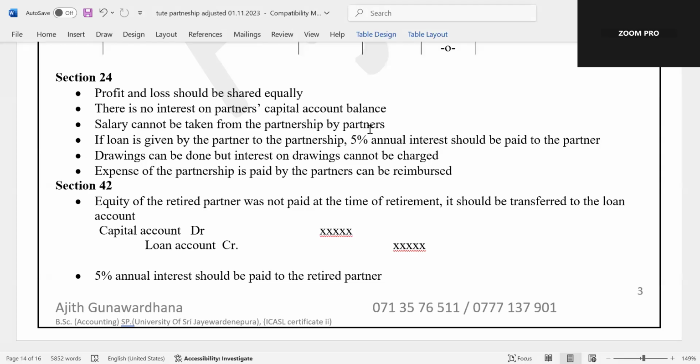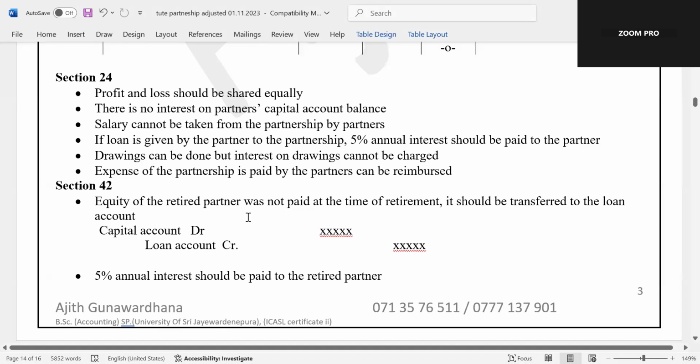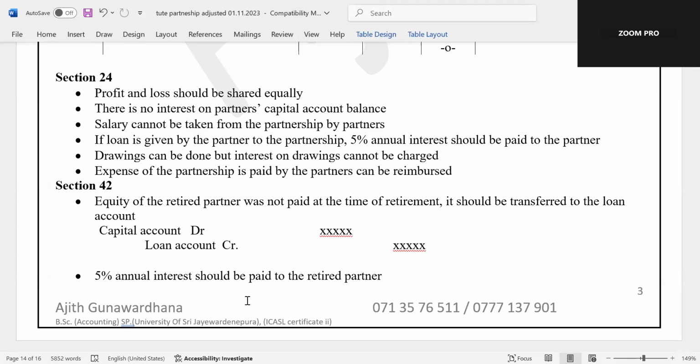Section 42. If the equity of the retired partner was not paid at the time of retirement, it should be transferred to the loan account. Think double entry: capital account debit, loan account credit. As well as 5% annual interest should be paid. The basic part of partnership we have discussed already. We have discussed how to prepare profit appropriation accounts, partners capital accounts as well as partners current accounts. Admission and retirement at the beginning of the year as well as end of the year we have discussed.